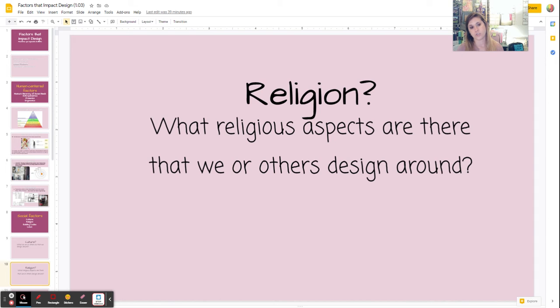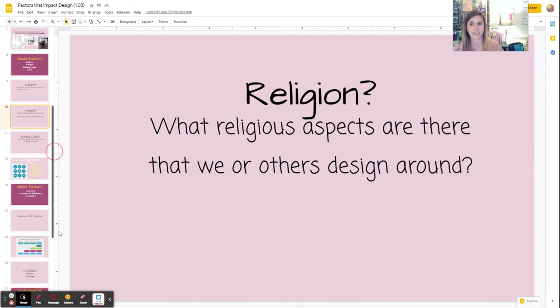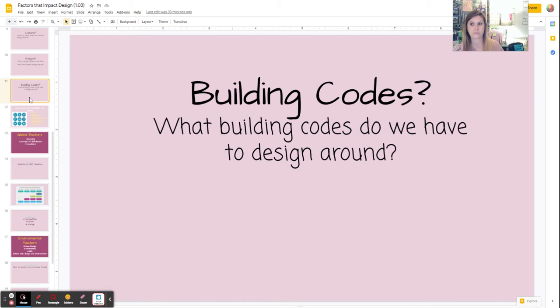Like a central point, an idea, a theory. I don't know if I'm trying to hint at something. What about religion has to do with design? Okay. And you may or may not know these answers, so I'm going to talk about them a little bit. But what building codes do we have that we design around?